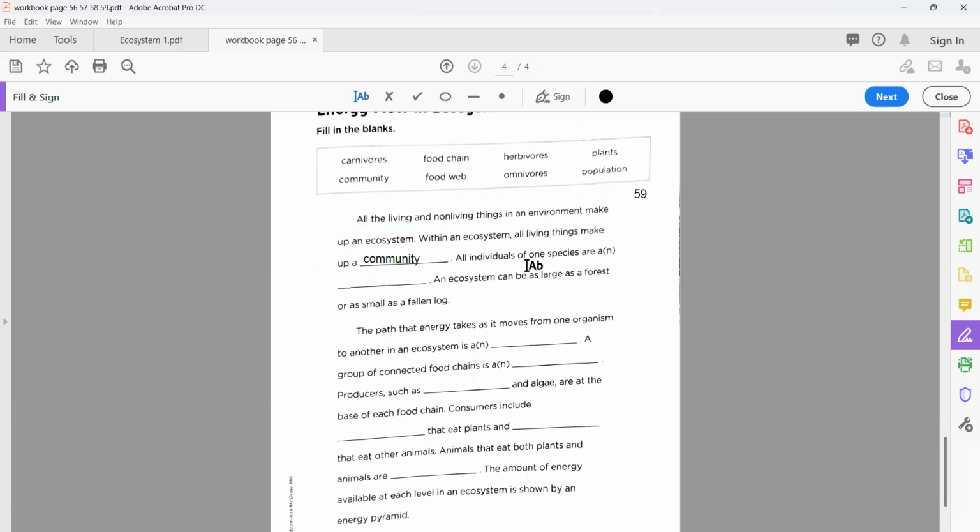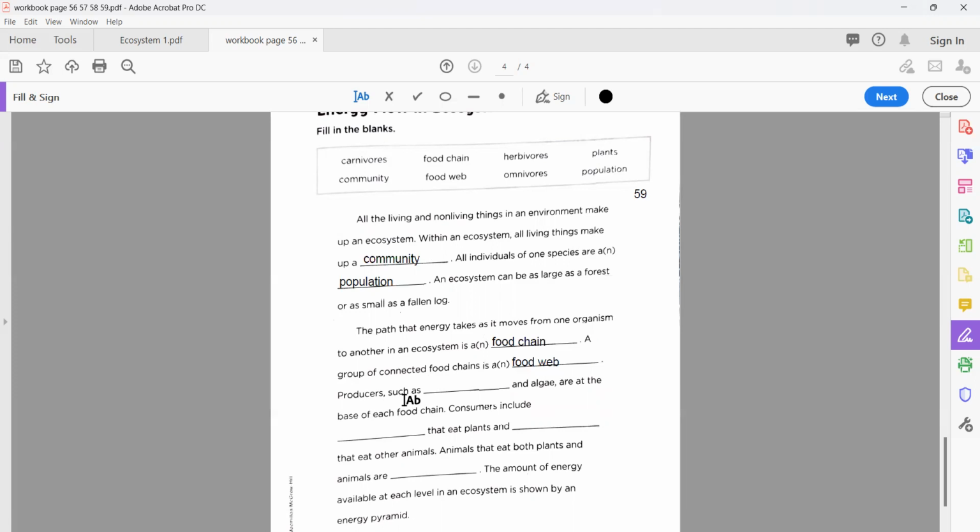Very good. Okay. All individuals of one species. Again, one species, that is population. Good. The path that energy takes as it moves from one organism to another in an ecosystem. Yes, about the path, you know that is food chain. So if they are connected with one another, you can say that different food chains are connected. So what are they going to make? Food web. Nice.